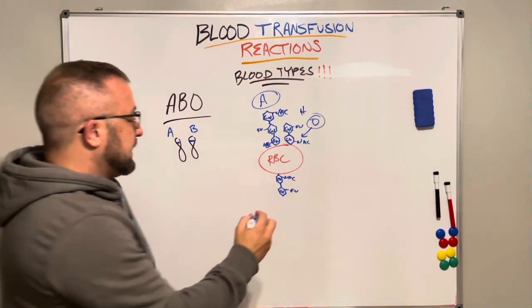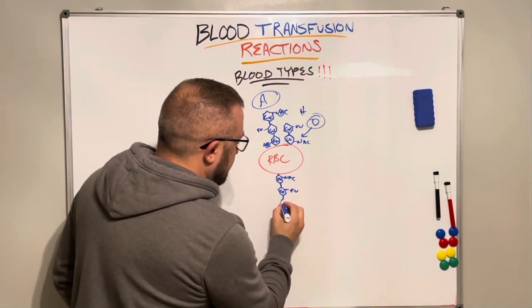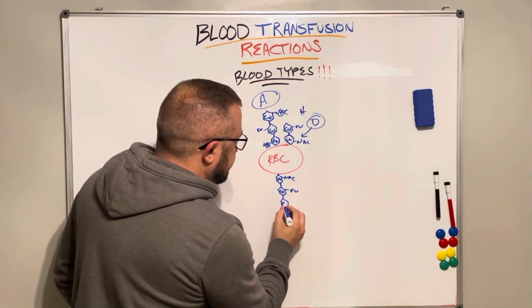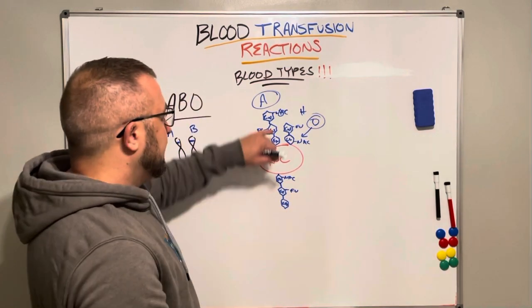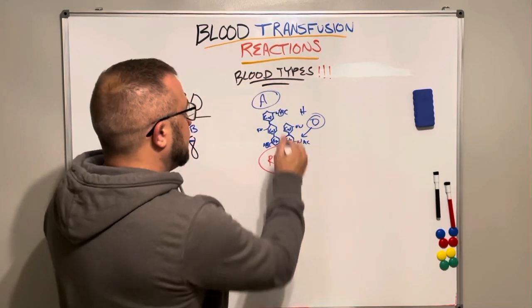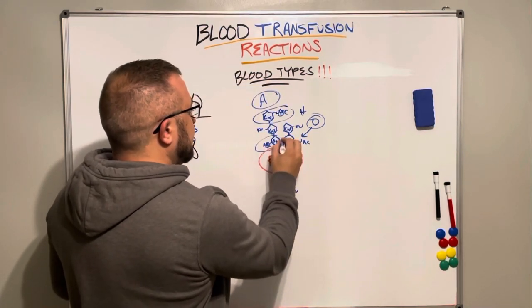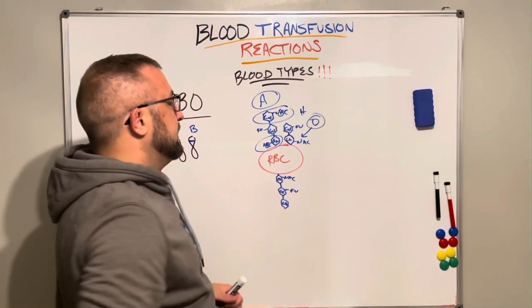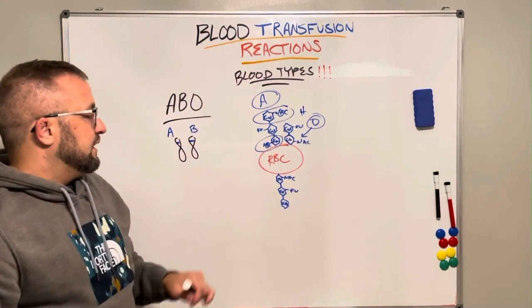Now, if we go to B-type blood, we just have the galactose here. Now, it looks like this would be a similar backbone, but this is actually its own group, or its own sugar.